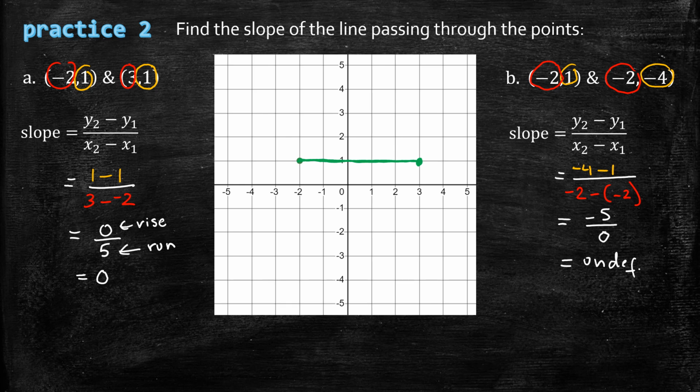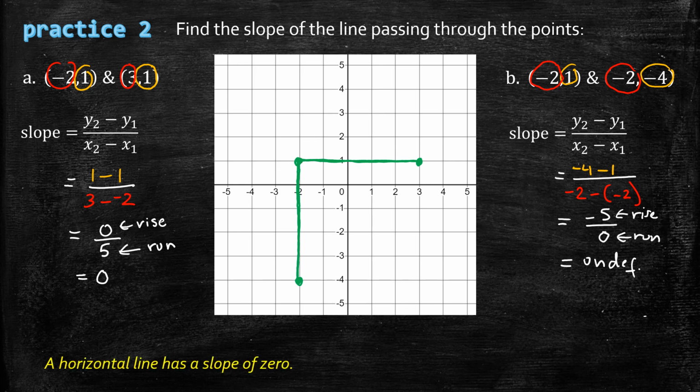Let's see the point (-2, -4). Look, it's directly underneath the original point. So what we have is a vertical line. And in this case, notice that the rise, the so-called rise, is -5, and the run is 0. So when the rise is -5, it means that you go down 5 from your starting point, but you don't run over any amount. So it's all rise, no run, and then you have a vertical line with an undefined slope.